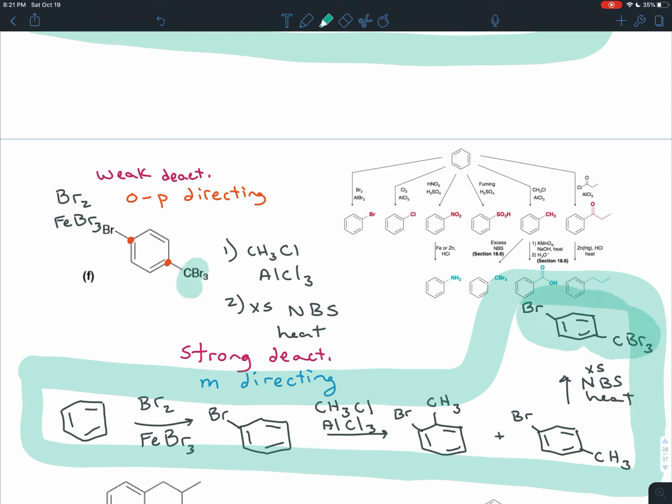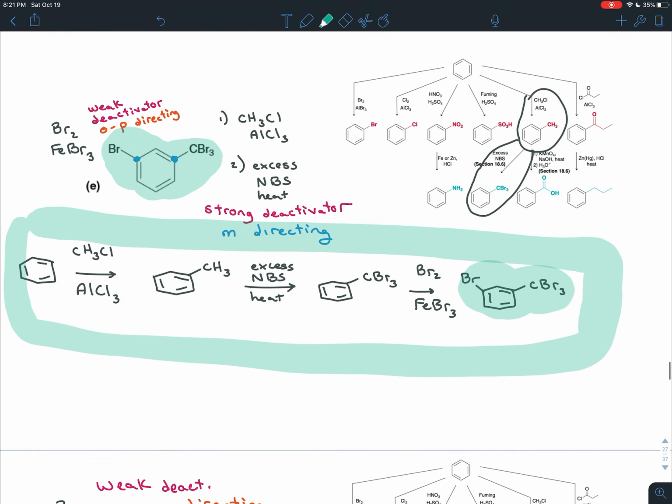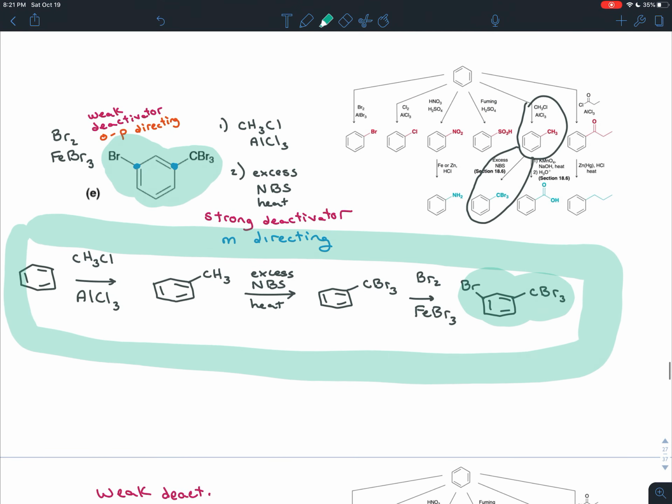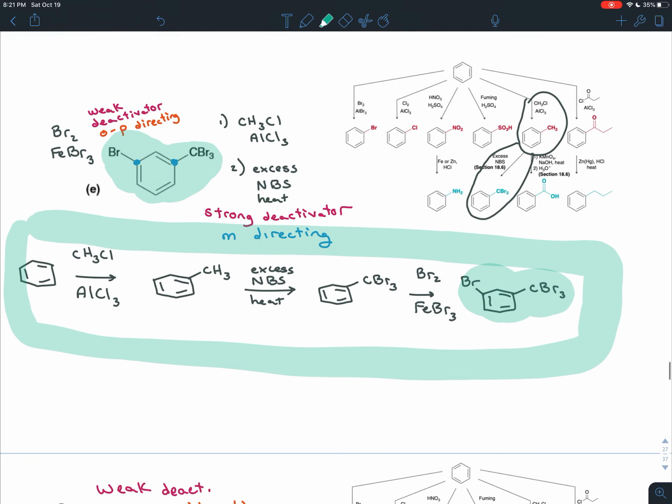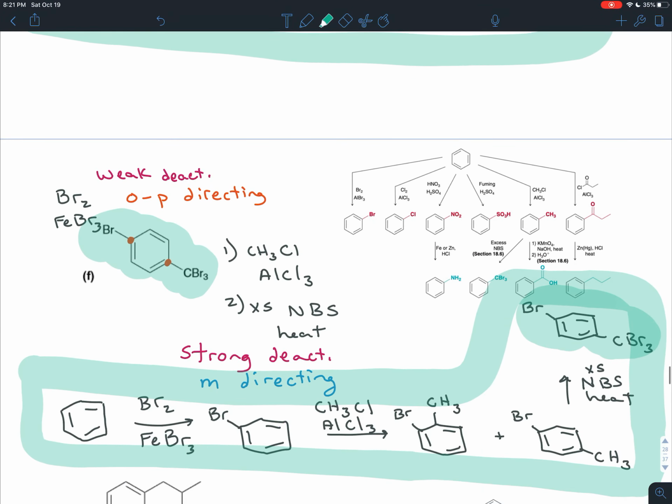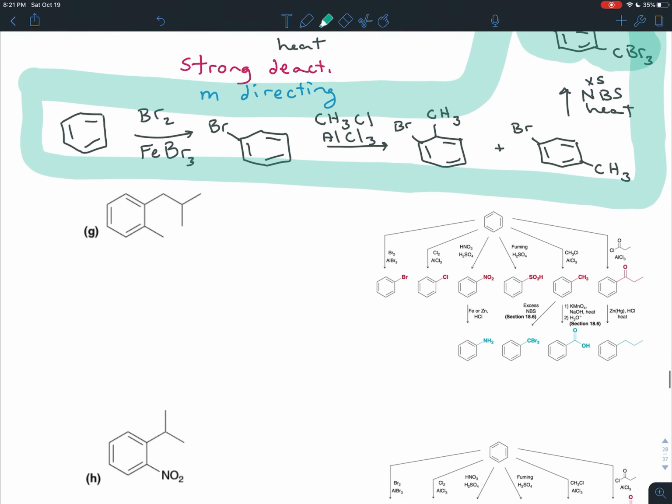And so you can get that para product just by doing those same reactions in a different order. Right? The same reactions that we did in the previous example, we just did them in a different order, and instead of getting the meta product, we get the para product. So that illustrates the importance of the order in which you do these reactions.